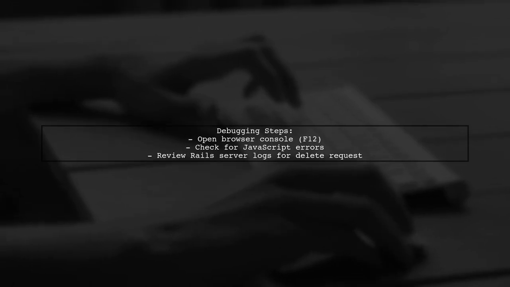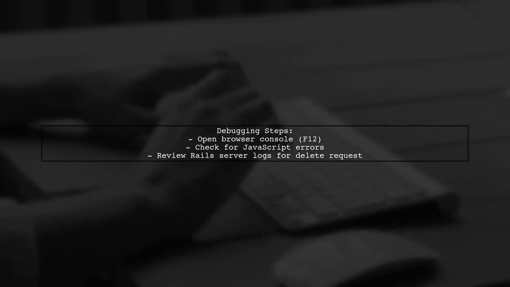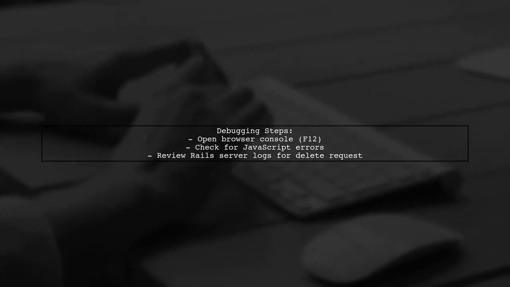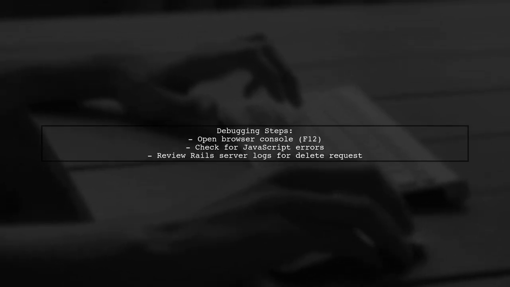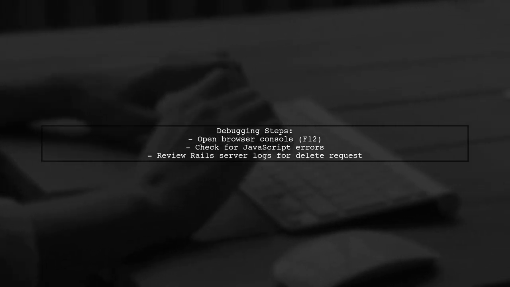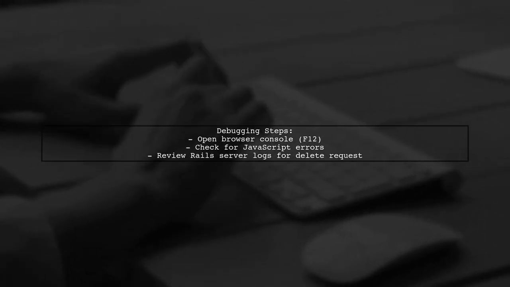Finally, check your browser's console for any JavaScript errors. If there are errors, they may prevent the delete action from executing properly. You can also use the Rails server logs to see if the delete request is being processed.